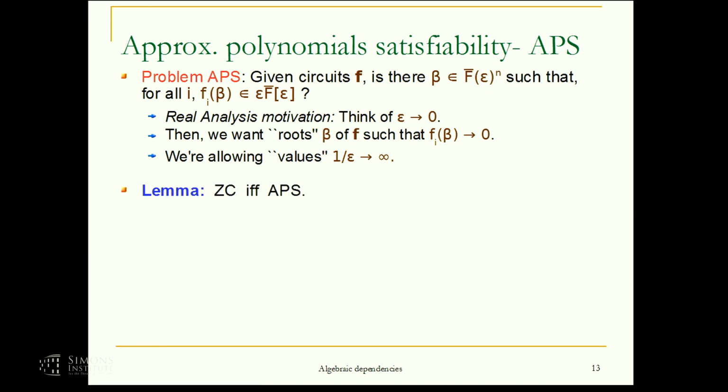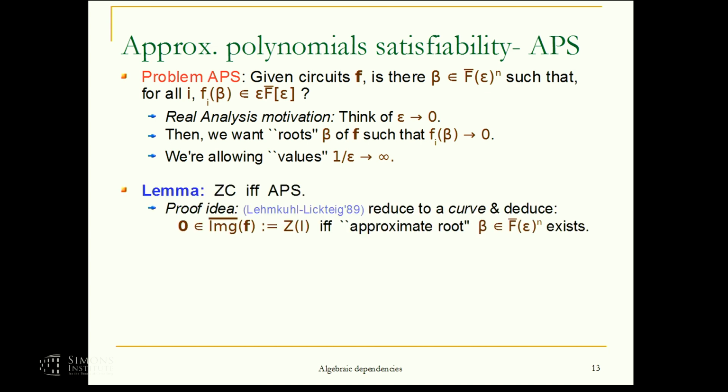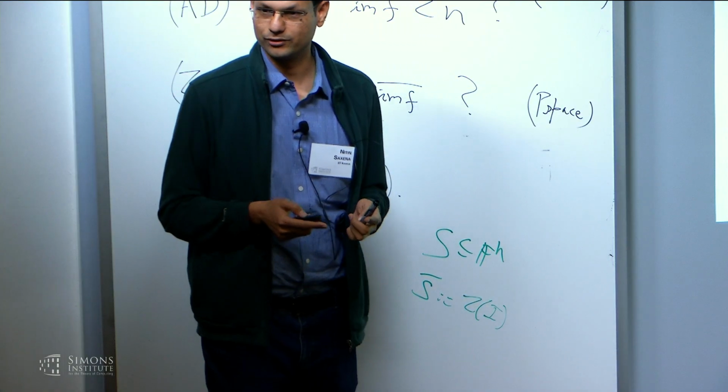This question is also equivalent to ZC, and this is not trivial. Something called the Lemke-Lichtich result is needed for this. I'll also skip this, it is way too complicated. So this question is in X space, and this APS is the question which we have put in P space. But there is no time for that now.